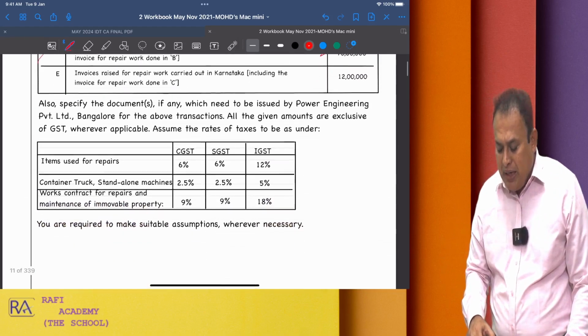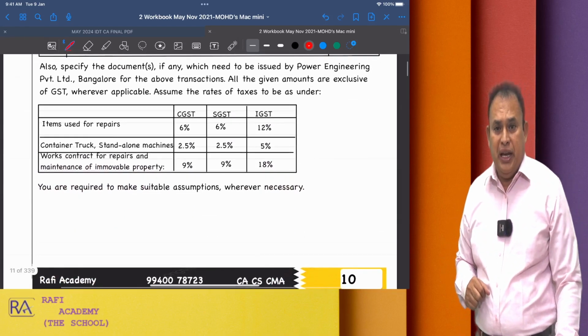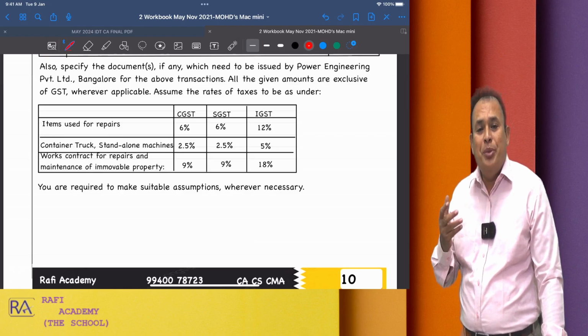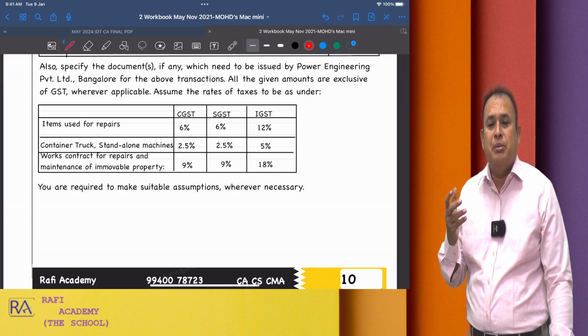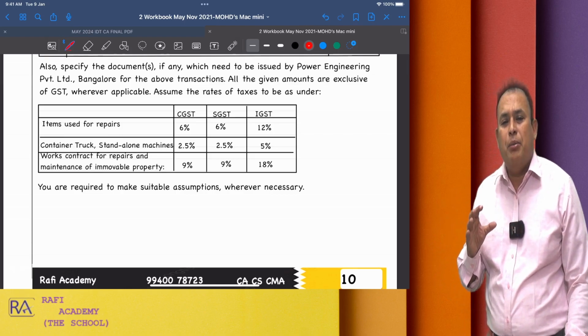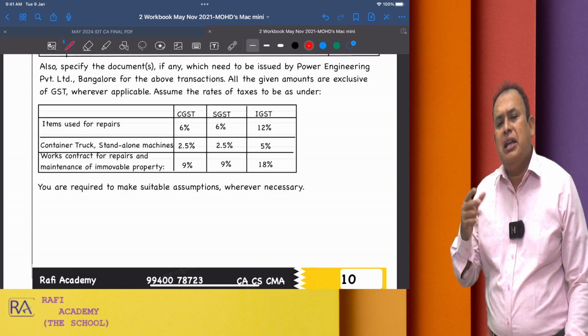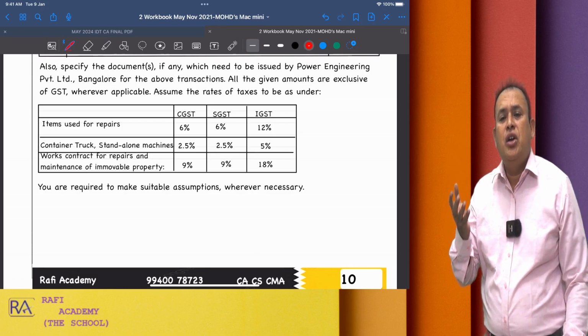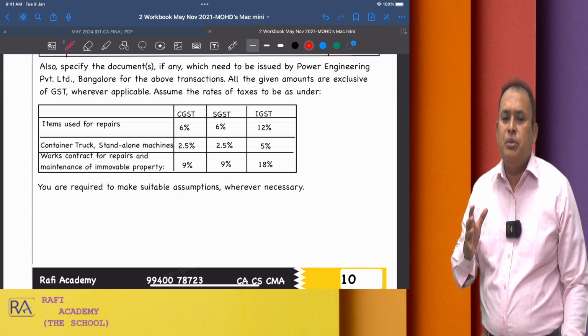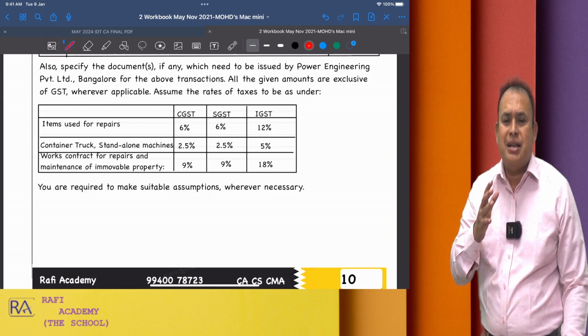Also specify the documents, if any, which need to be issued by Power Engineering Private Limited, Bangalore for the above transactions. All the given amounts are exclusive of GST wherever applicable. Assume the rates of taxes to be as under.